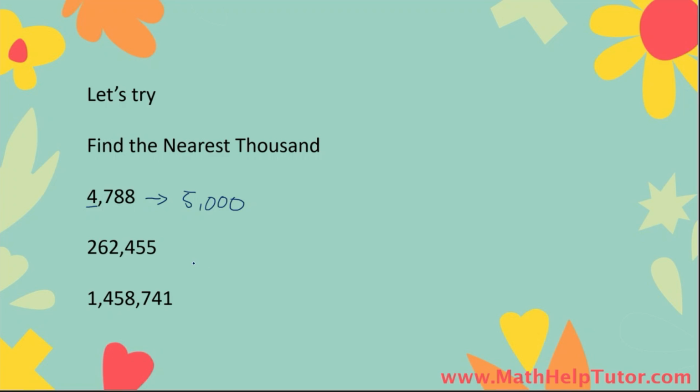Next, for the number 262,455, let's try looking for the current thousands place. The thousands place has the digit 2. We can see that there are other digits that come before the digit 2. So if we draw the number line, the current thousands place is 2, and we just don't consider the places after the place that we are rounding. So we just put 0 in their place.